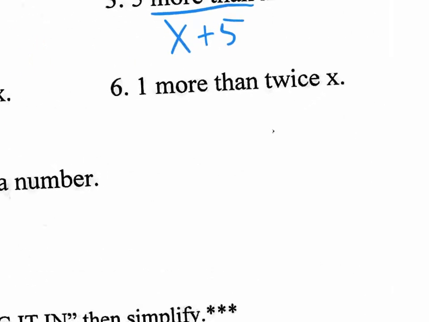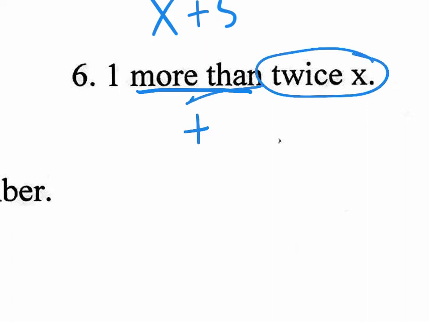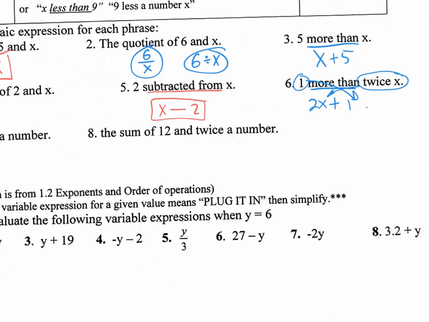Number 6, 1 more than twice x. All right, there you go, 2x plus 1. The more than implies a switch, right? And we know we're adding. And what are we switching? This twice x is going to go over here, which is 2x. And this 1 is going to go over here, which is 1. So we really have 2x plus 1 is a correct algebraic expression. Good, you guys got that.